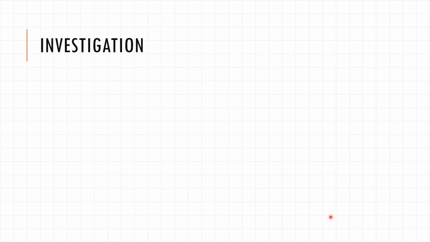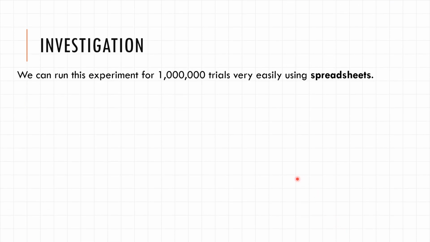So let's do a quick investigation here. Okay, so we can actually run this experiment. We did it for 100 trials, but we can actually run it more and more often. We can run it 1,000,000 times really, really easily if we don't actually try to roll the dice ourselves, and instead we use spreadsheets.